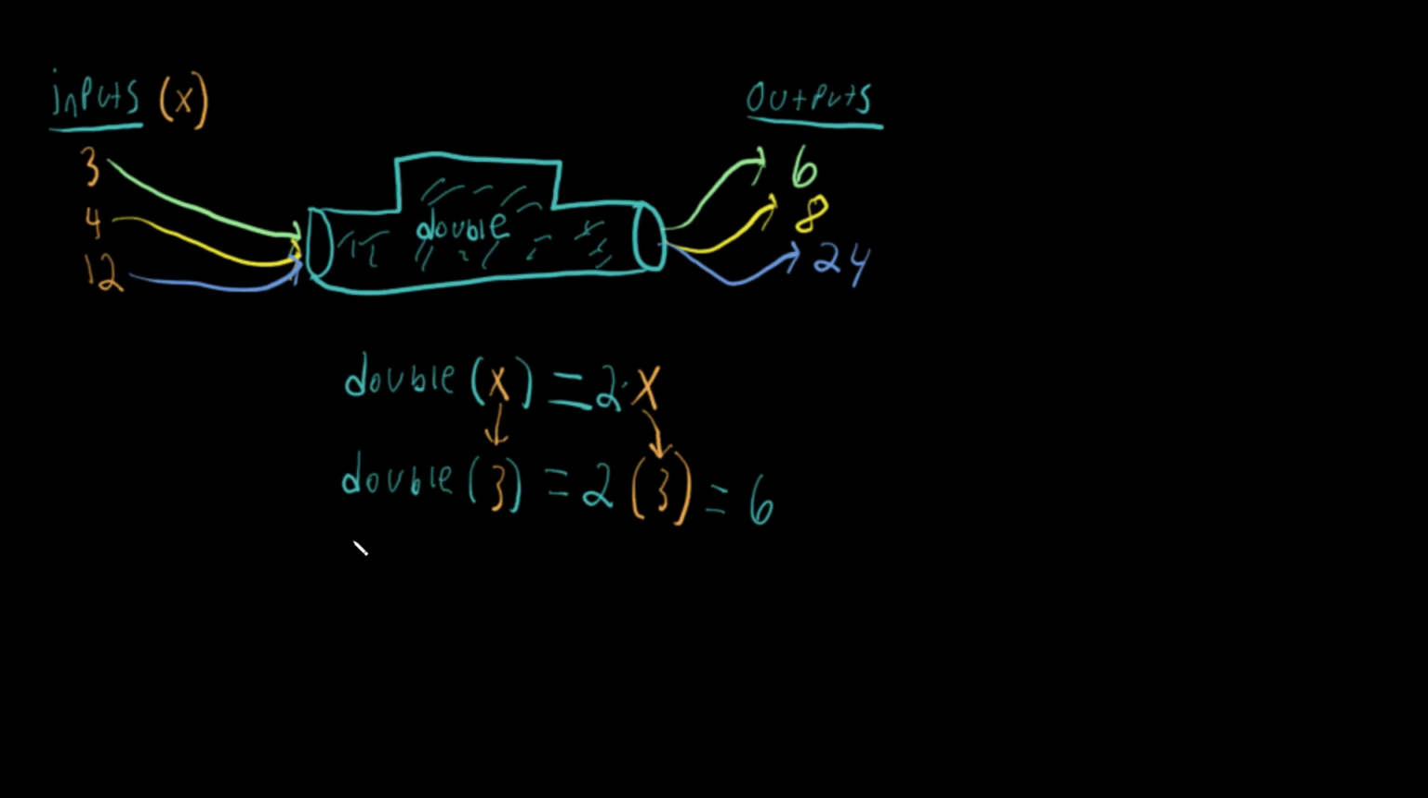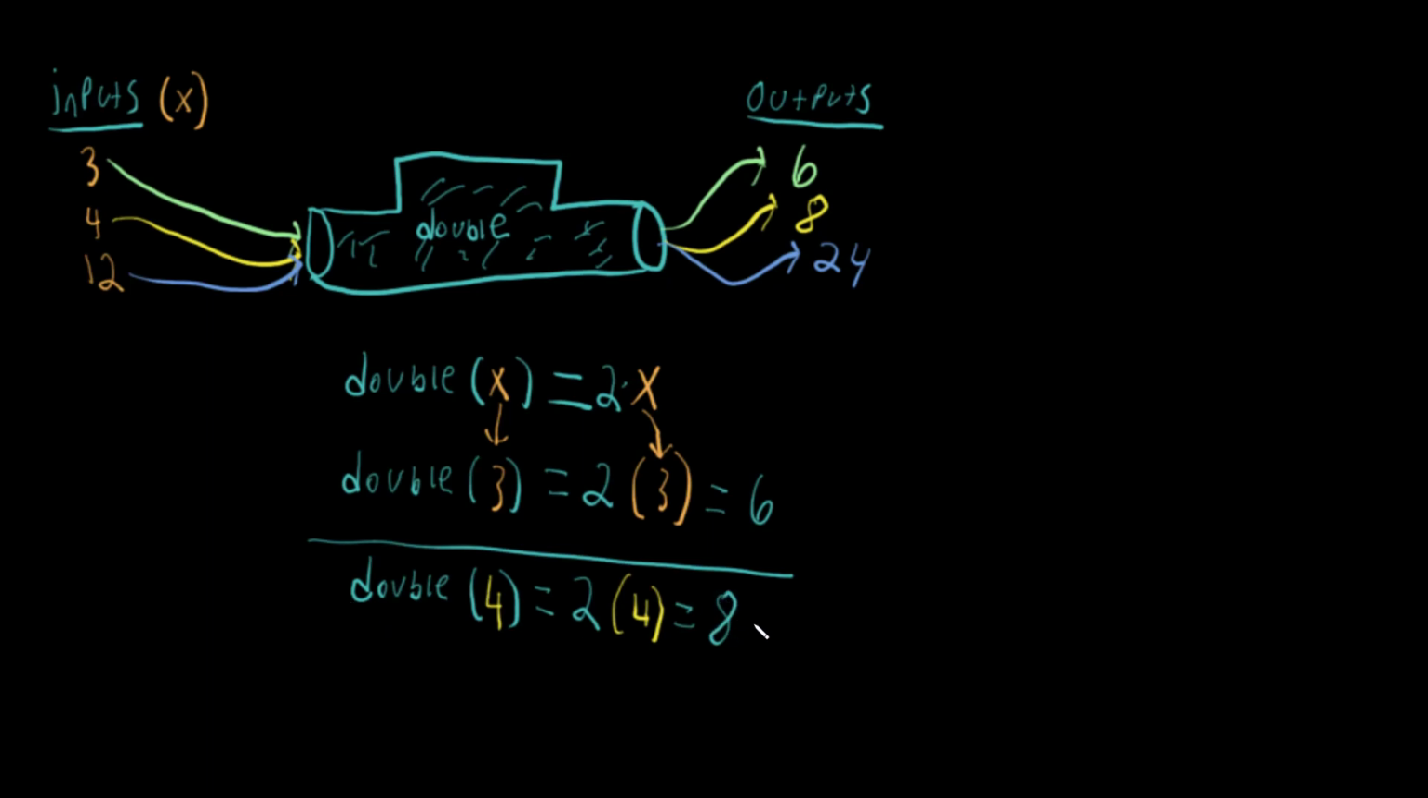All right, let's look at another example here. Let me divide this a bit. Let's say double of 4. So double of 4 equals, and this will be 2 times 4. And of course, 2 times 4 is 8. So double of 4 is 8.